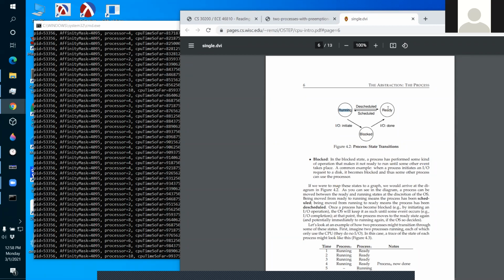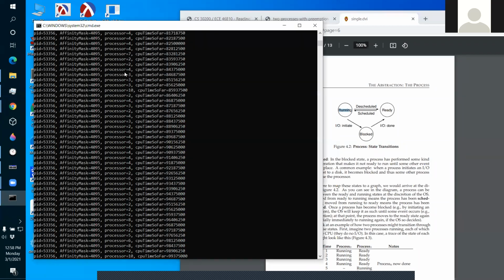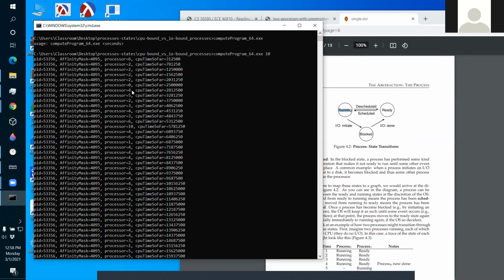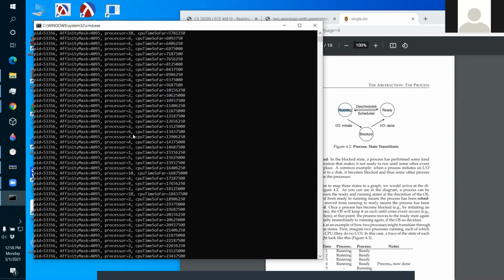Then, yeah, and then maybe since it was on CPU here, sometimes it would stay on this particular CPU for a long period of time. If it was on a CPU for a long period of time, that probably meant it went back and forth from running to ready to running to ready to running to ready, always running on the same CPU. Then at some point, it went from running to ready back to running on a different CPU.